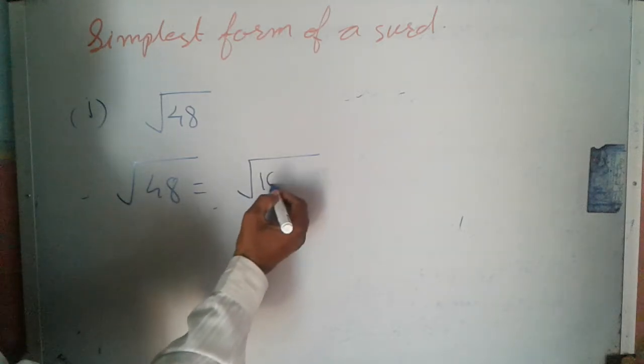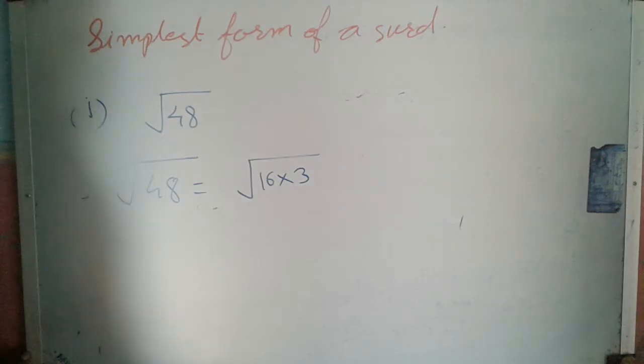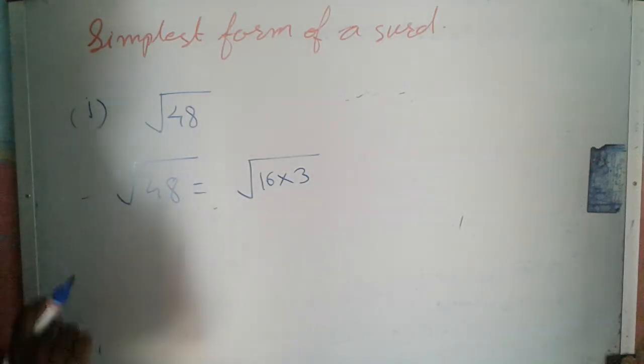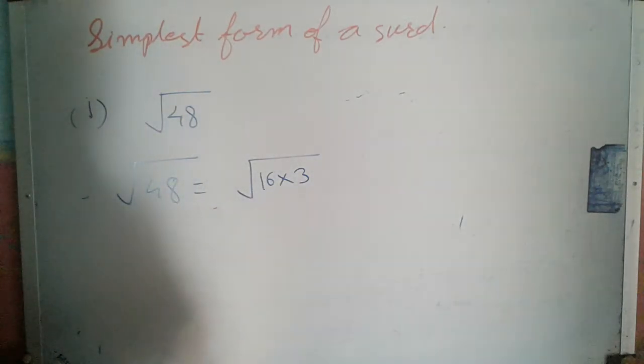That means 16 into 3. 16 threes are 48. These are the two factors. In this, 16 is a perfect square. This is a perfect square. So one factor must be a perfect square, so that we can simplify the surd.